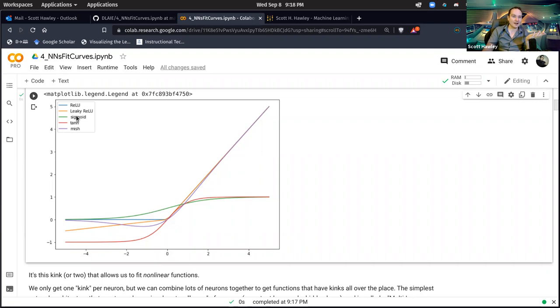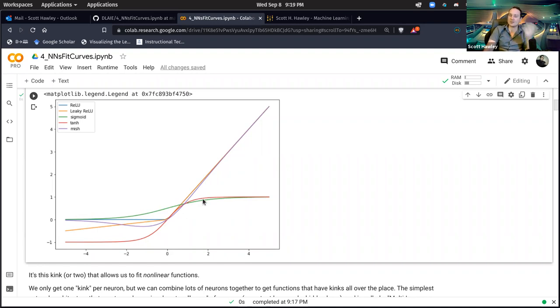The sigmoid and the hyperbolic tangent function, this red one, are pretty much almost the same thing. One of them goes to 0, one of them goes to -1, but really you can multiply sigmoid by 2 and subtract 1 and you get hyperbolic tangent. So those are interesting because those are bounded.